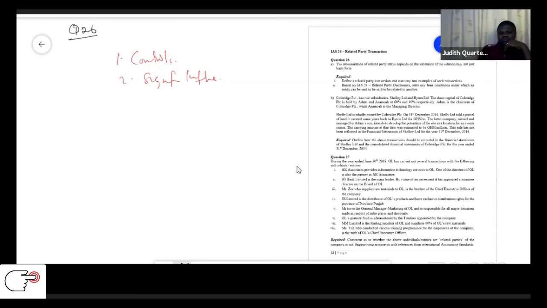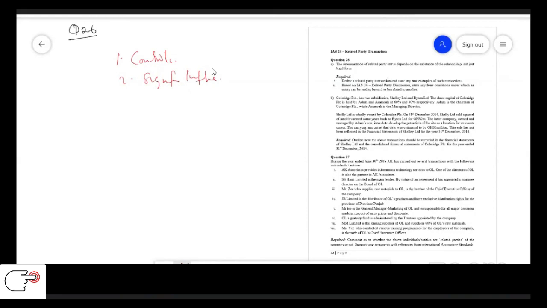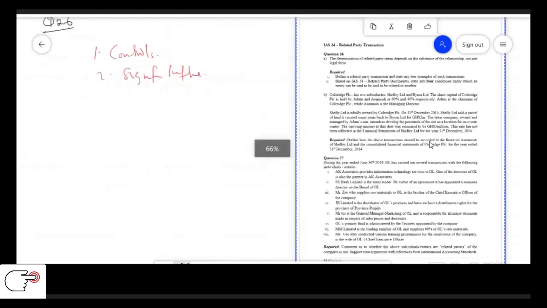Madam, unmute yourself. There was some noise. Coleri PLC has two subsidiaries, Shelley Limited and Byron Limited. The share capital of Coleri PLC is held by Adam and Asamoah at 60% and 40% respectively. Take your time. Please start again. Let me underline certain things for them.